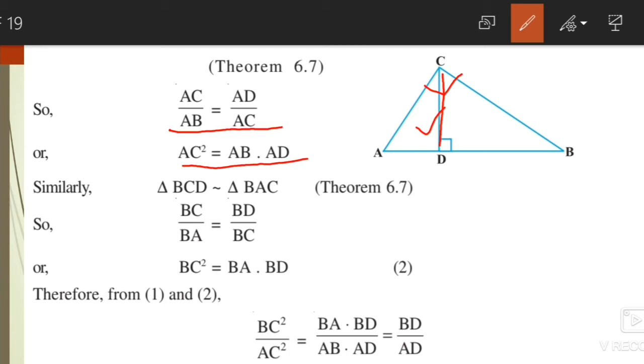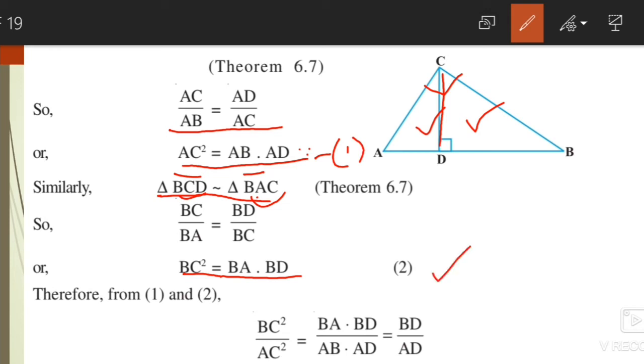Similarly, triangle BCD is similar with triangle BAC. Since they are similar, BC by BA is equal to BD by BC. Again, doing the cross multiplication, you will get BC square is equal to BA into BD. Mark the first as equation number 1, and this as equation number 2.